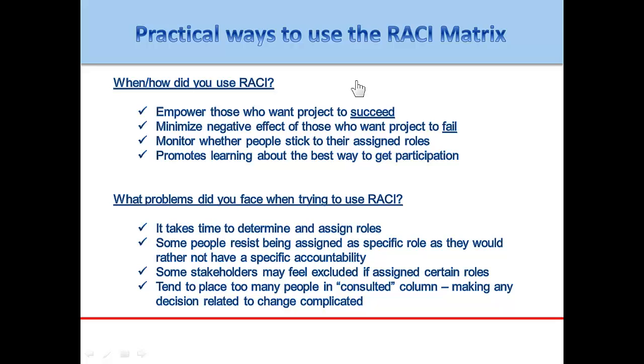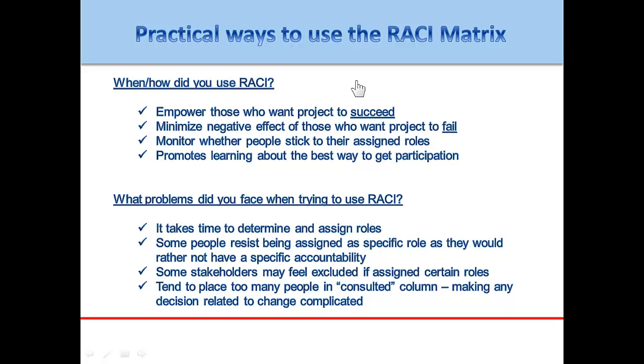Monitor whether people stick to their assigned roles also. I mentioned that in the previous slide when I showed you the PMD Pro phase model. It's often very important to use the RACI as a control tool. You can look at the RACI and compare to what is actually happening to see if anyone has stepped outside of their assigned roles and what type of action might be necessary to deal with that problem.